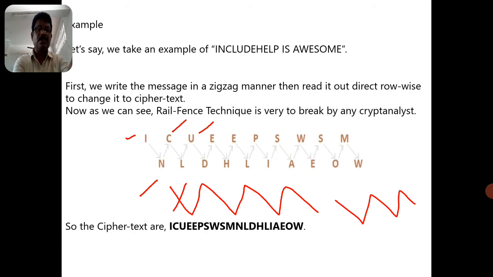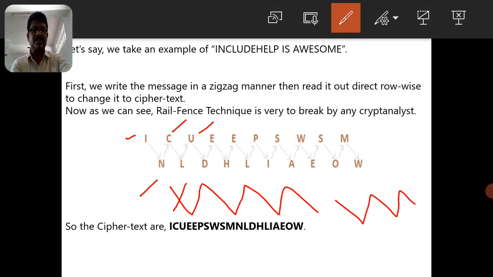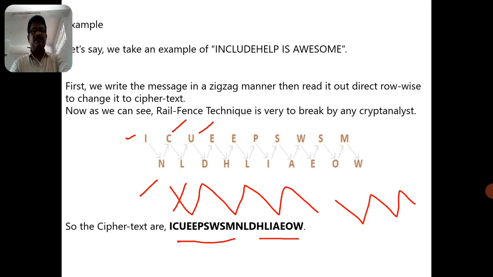Now you can observe here the two rows of data are taken. The first row is ICUEEPSWSM, and the second row is NLDHLIAEOW. Now I have to write the first row first, and the second row second. I combine these two rows, and finally I can prepare the ciphertext message.